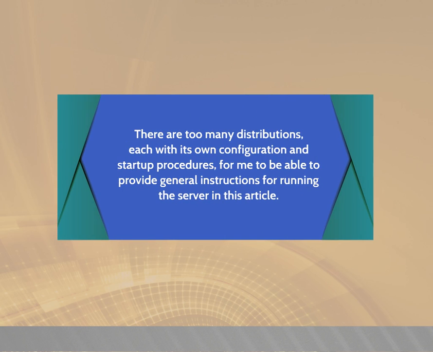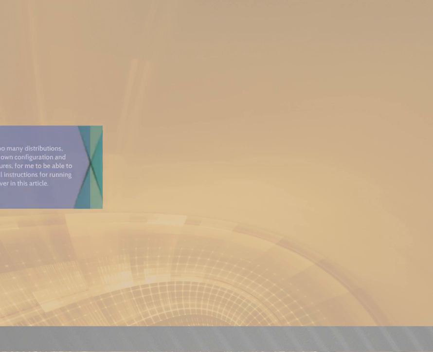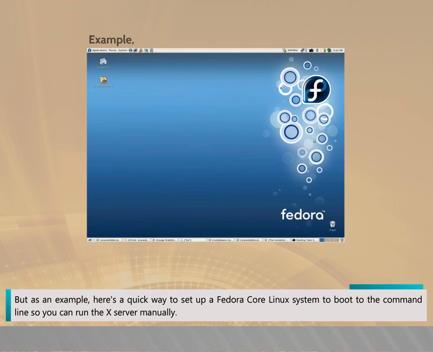There are too many distributions, each with its own configuration and startup procedures, for me to be able to provide general instructions for running the server in this article. But as an example, here's a quick way to set up a Fedora Core Linux system to boot to the command line so you can run the X server manually.